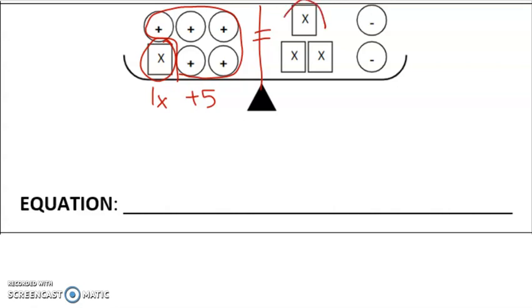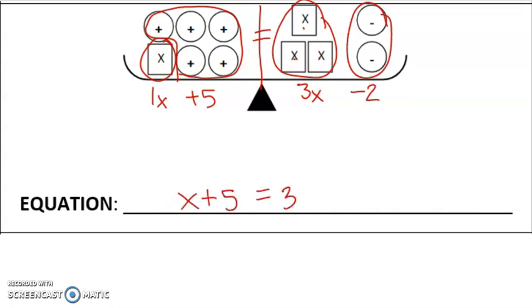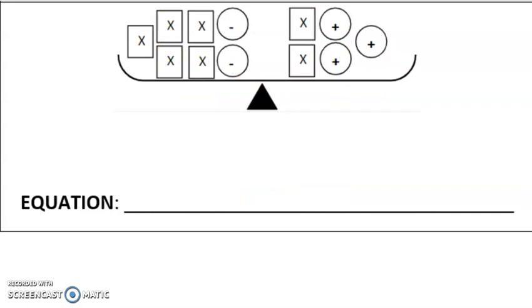On the right side, count up your variables. There's 1, 2, 3 x's. Count up the constants. There's 2, and they're both negative, so -2. There's my equation. x plus 5 equals 3x minus 2. Notice I have the 1x here, but I didn't write it in my equation. 1x is the exact same as x. If you need to see the 1, write it. You don't have to. Get real comfortable without seeing it. x plus 5 equals 3x minus 2.